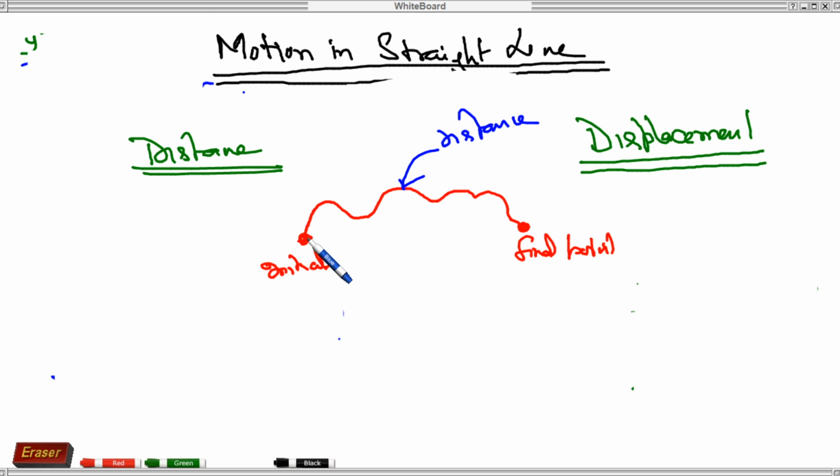And what is displacement? This is the shortest distance between the two, or you can say the straight line directly joining them. This is the shortest distance. This is what is called displacement.